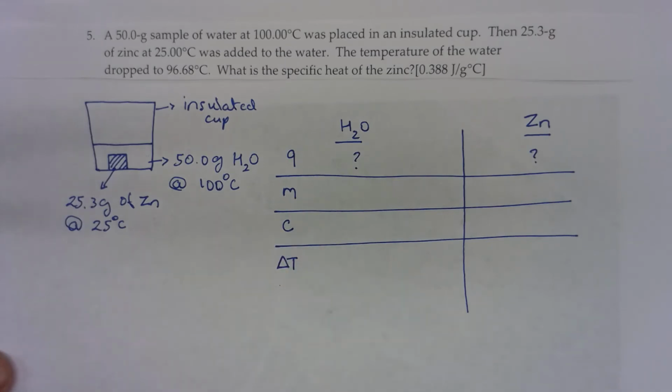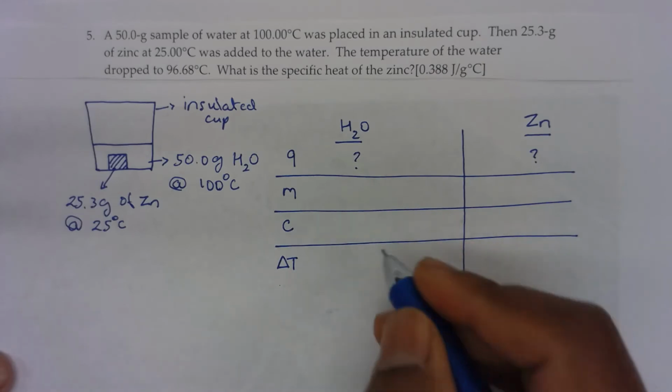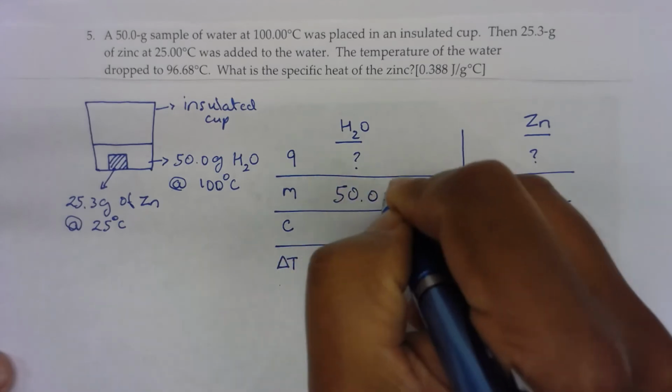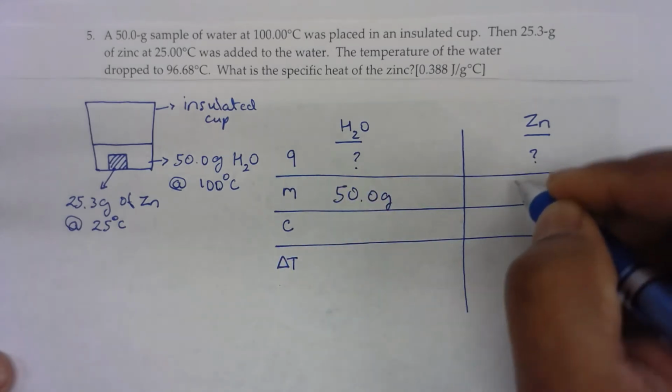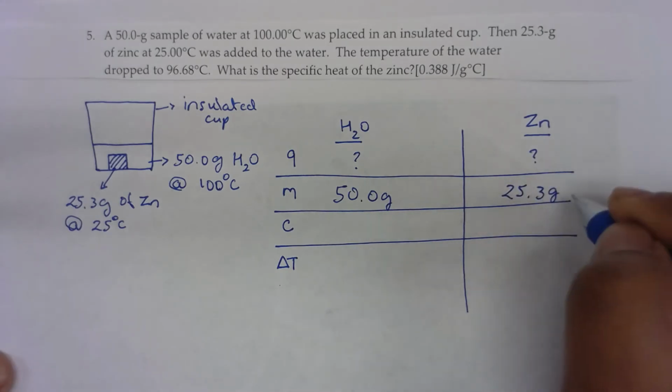What about my mass? Do I know the mass of water and the mass of zinc? Yes. What is the mass of water? 50 grams. So 50.0 grams over here. What is the mass of zinc? Correct. 25.3 grams.